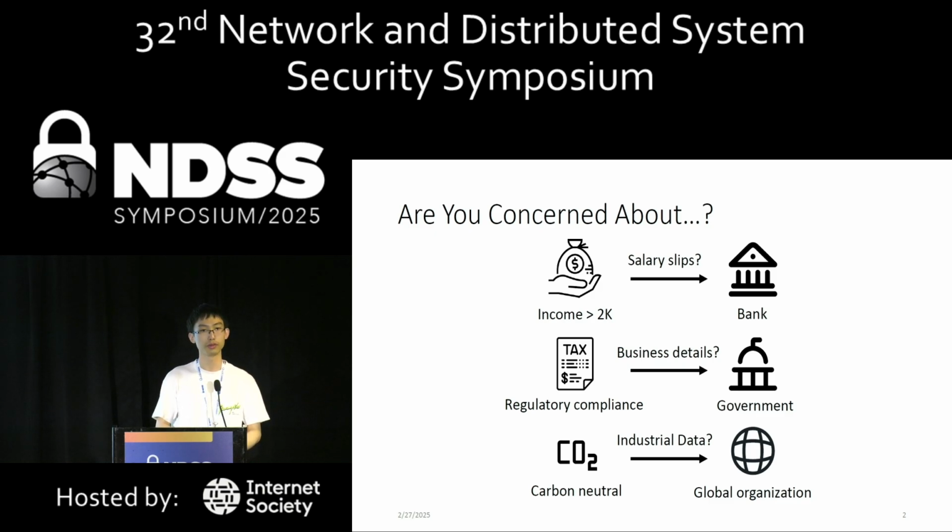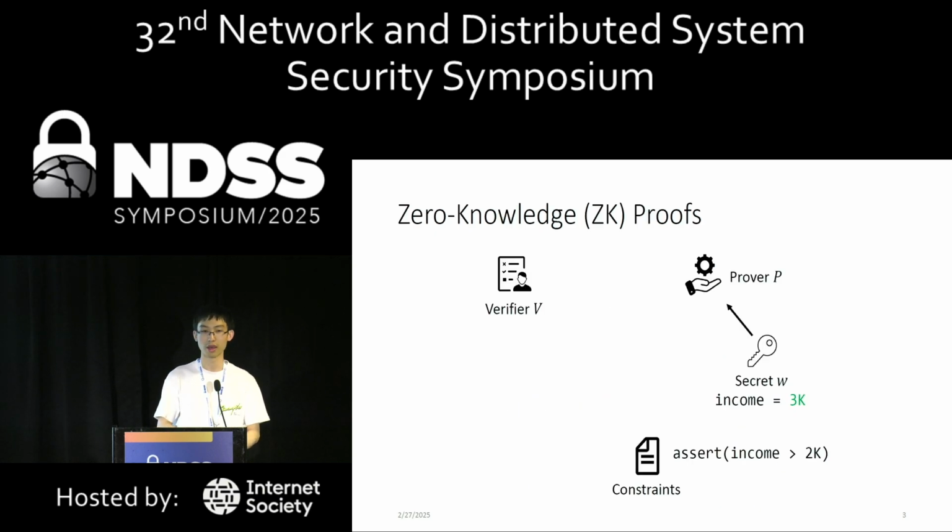What if we could prove something without revealing sensitive data, like a company showing its regulatory compliance while protecting its confidential data, or a country demonstrating its carbon neutrality while protecting its industrial data information? That is where zero-knowledge proofs come in. They let us prove something while protecting privacy.